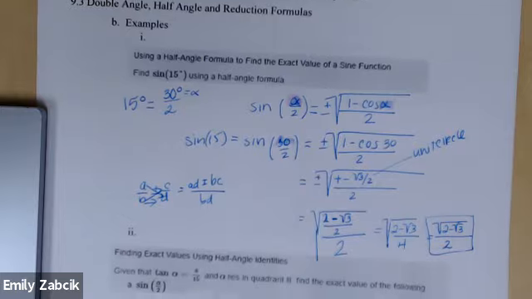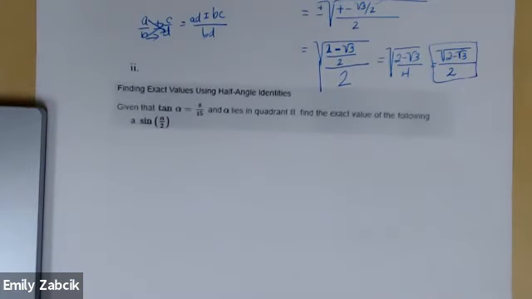Okay, so let's go to this next example here. It says, given that tangent alpha is equal to 8 over 15 and alpha lies in quadrant 3, find the exact value of the following. And we're just going to do sine of alpha over 2. If you check out the book, they do cosine and tangent as well, but I just wanted to do one of them with you. And so here's what we need to first figure out.